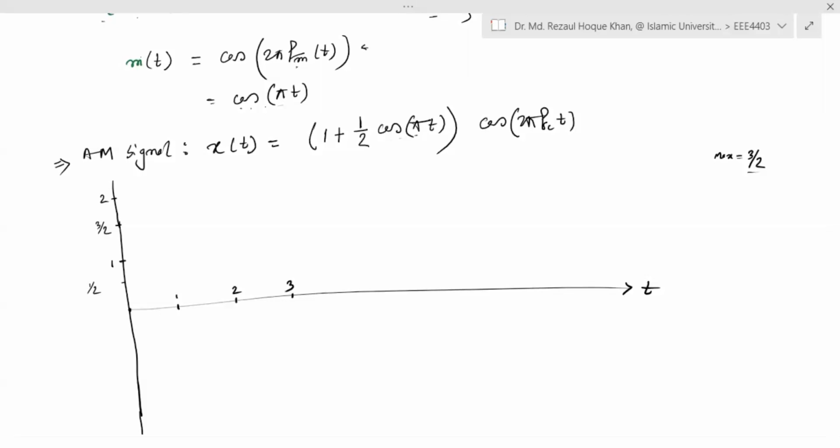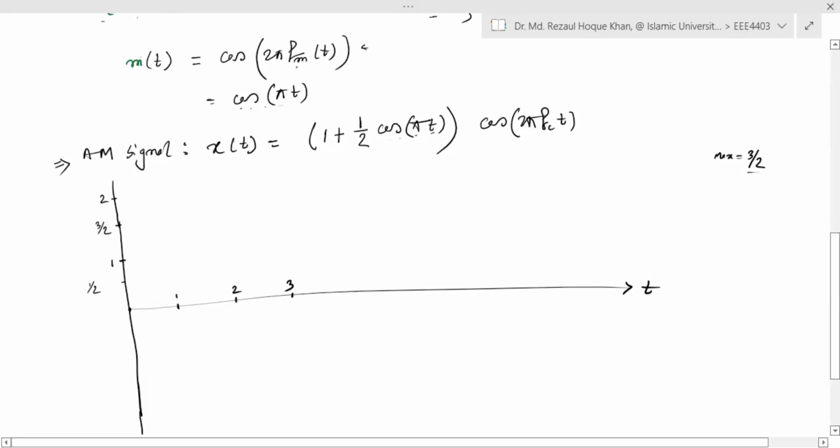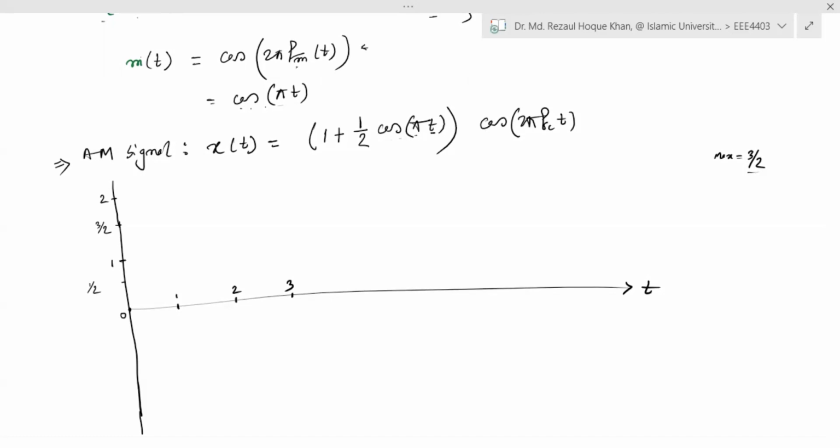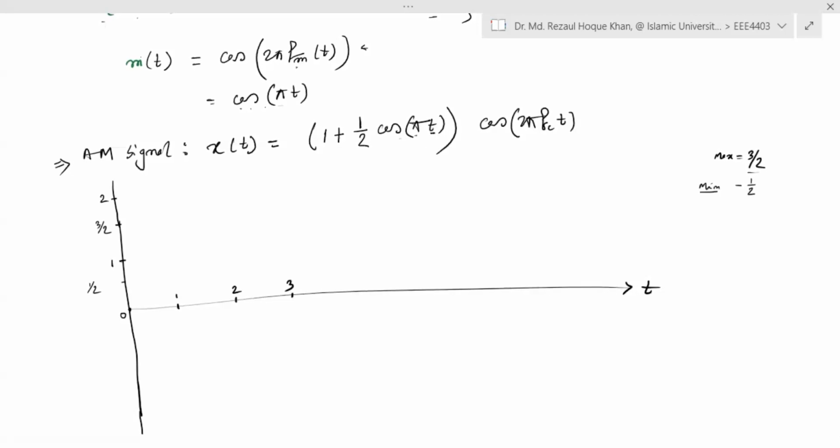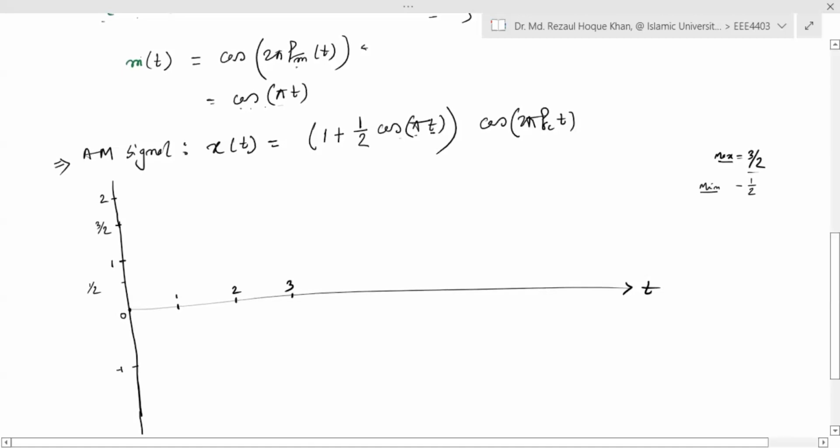Now, if this is the case, then what is the minimum value? Minimum value is cos pi. Okay, so t equal to 0 makes cos 0. This is t. So imagine this is 0. So t equal to 1, this becomes cos pi. Okay, cos pi is minus 1, so 1 minus half will be minus half. So this is actually our minimum value. So this is our maximum value. This is minimum value. So accordingly, this will be minus 1. This will be minus 2. And here somewhere this will be minus half.